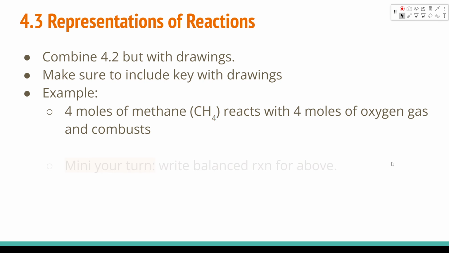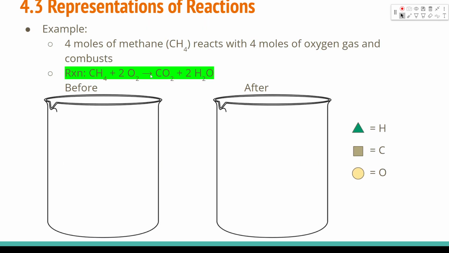Alrighty, balanced reaction, boom. So now if we had to draw this, we've got to think what would be in the container. Now, most likely all of these are gases because it's combusting. We don't know for certain. You could label the reactants and products as gases if you want to. I'm not going to, but you can if you want to. So we're going to do the before and after. We'll just pretend these beakers are closed. And so I have my key on the right side, as you see here.